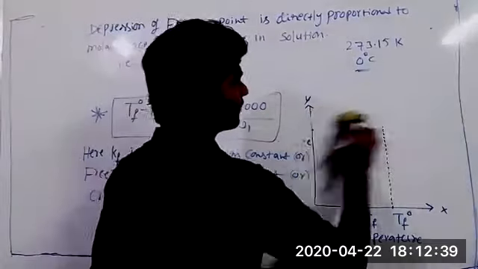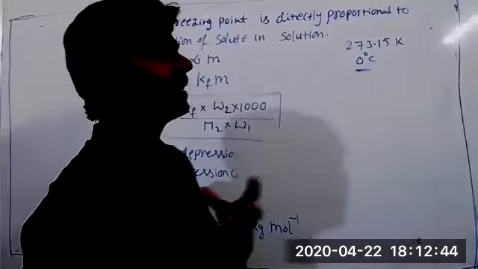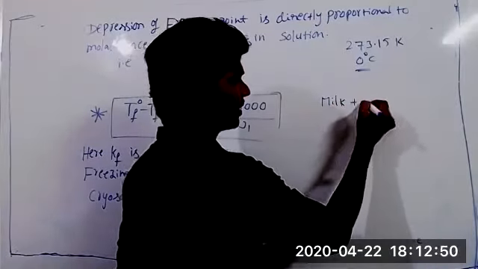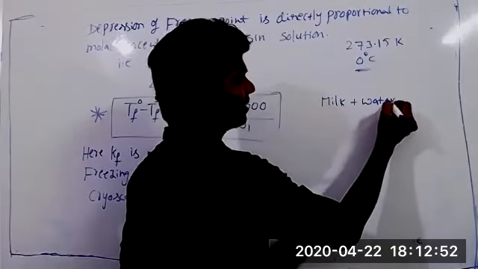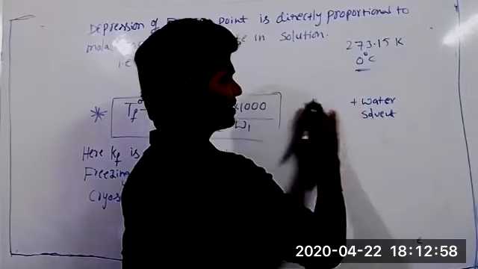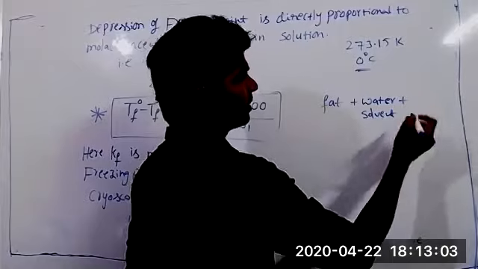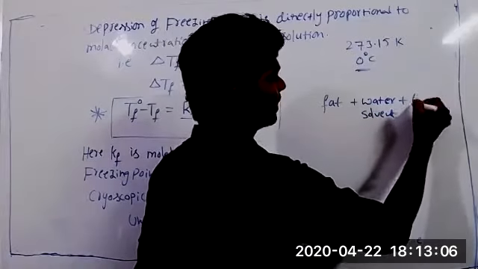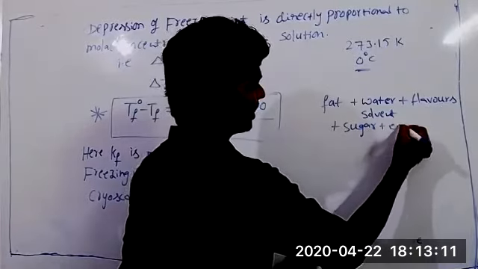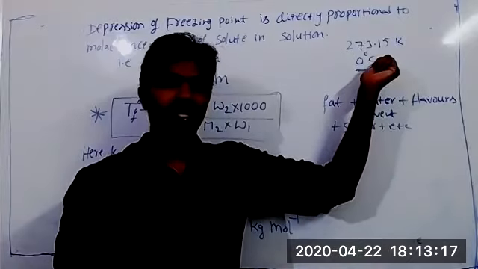Suppose we want to prepare a chocobar. What are the ingredients present in a chocobar? Mostly milk or water. Okay, milk, water. The high content is water; this is the solvent. Some fat is there. Instead of milk, I'm writing fat. And some ingredients like flavors, sugar, and so on. Okay. The freezing point of water is 0 degree centigrade.